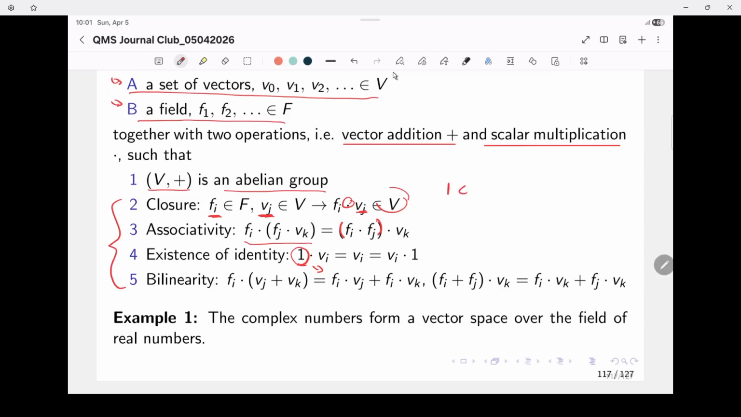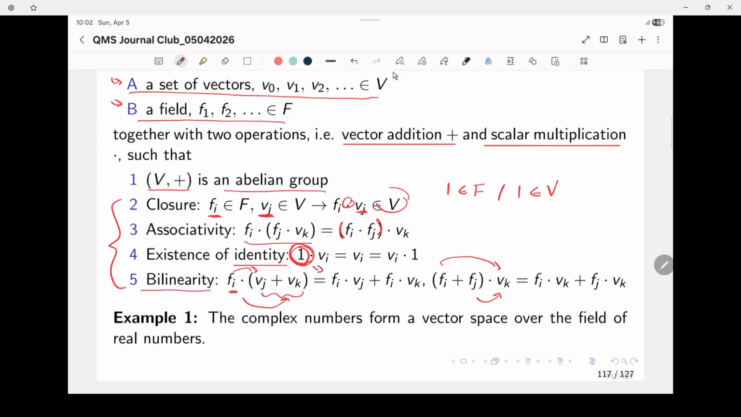Is this one coming from your field or from your vectors? Field. From the field. Okay, you need to be careful about this. Basically, this is your identity element coming from your field. And lastly, for bilinearity, if you have vector additions inside, and then you have your field element multiplied as a scalar, then you can distribute inside. And similarly, if you have two field elements added together inside, then you can distribute across your vectors.